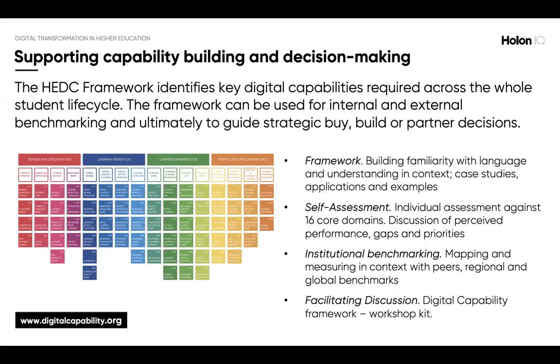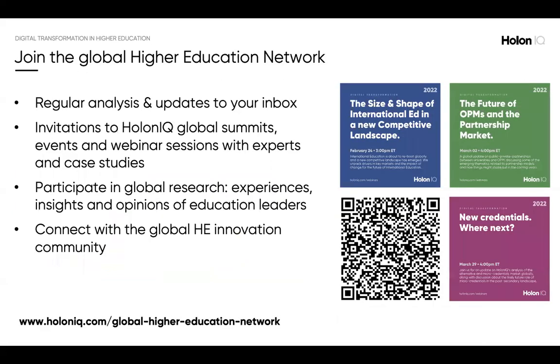You can take your teams through a self-assessment and look at how you feel your strengths and weaknesses are across the 16 core domains, and look at where the priorities might be for you as an institution. And you can also benchmark yourselves against other institutions and just use it to facilitate discussions that don't sit in one particular place in your institution.